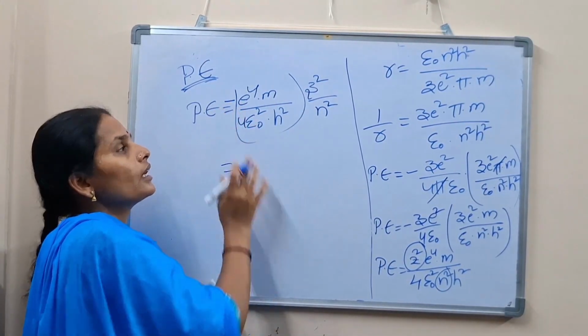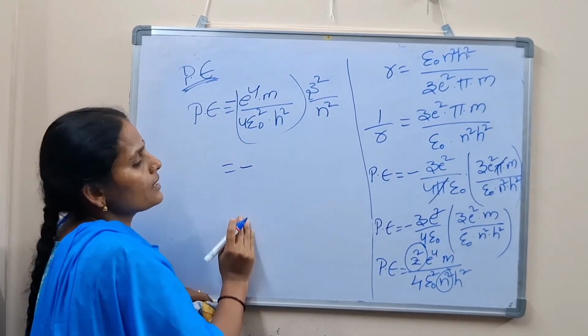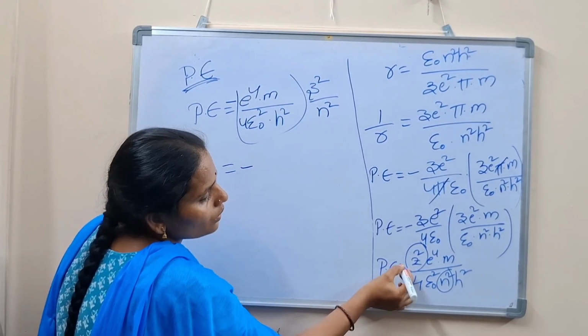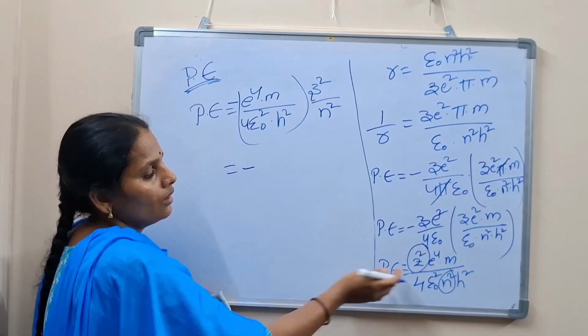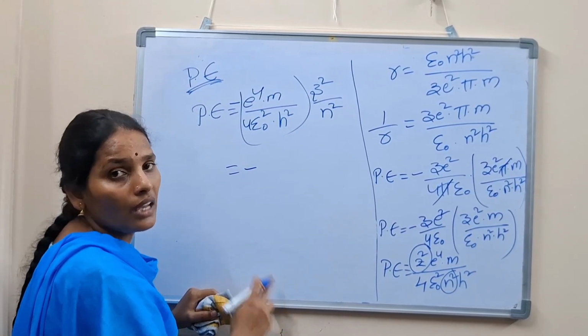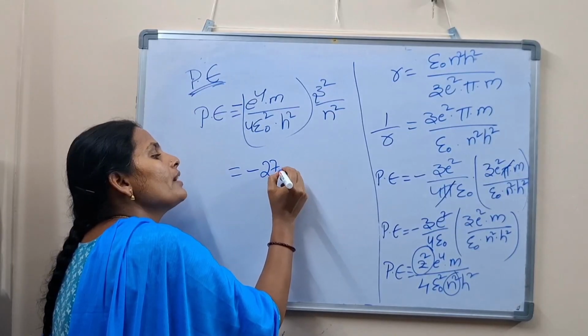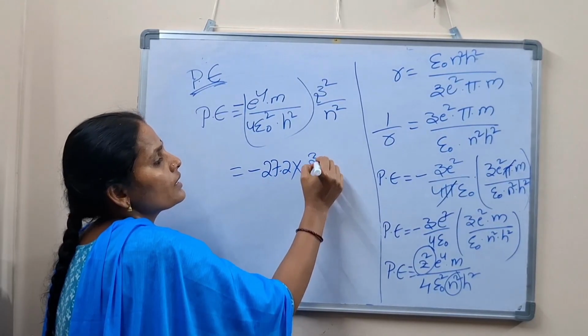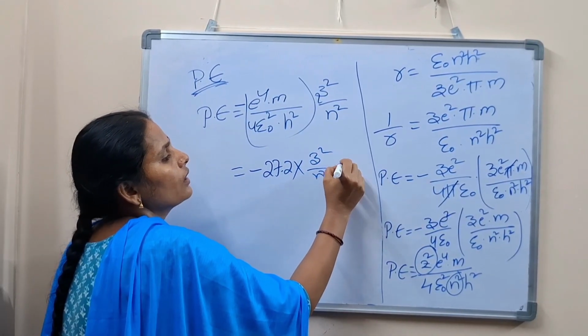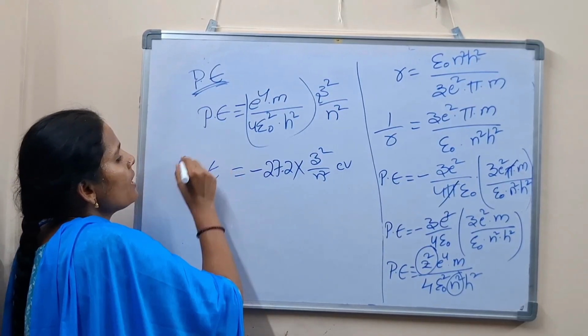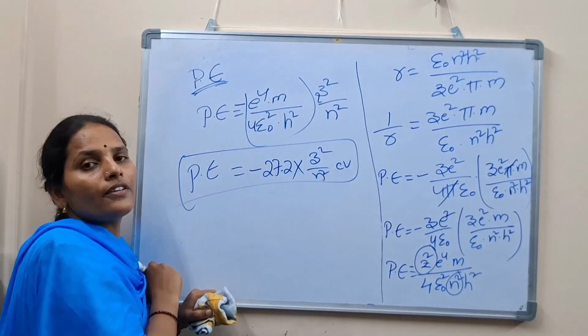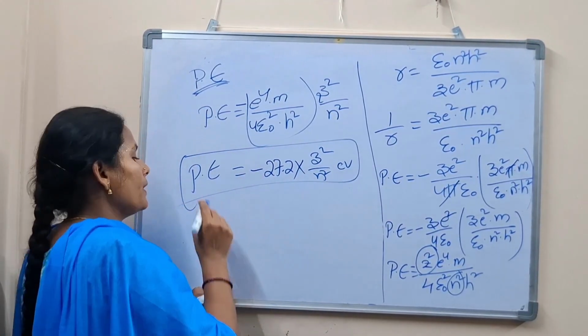Sorry, I forgot mentioning the negative sign. Okay, minus here also, I forgot it. Okay, minus 27.2 into Z square by n square electron volts. This is the potential energy formula for finding the potential energy of the electron in the orbit.